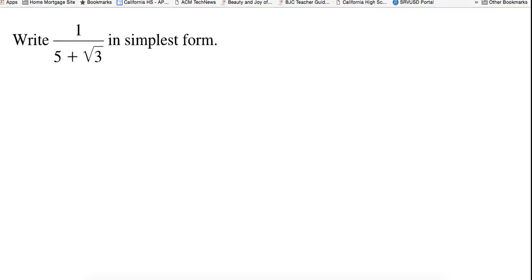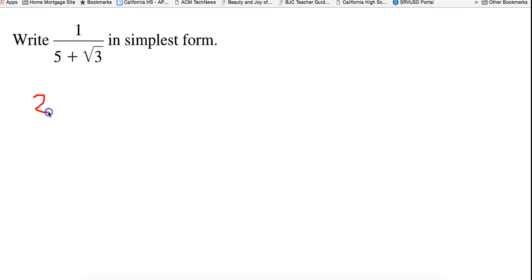Okay, so welcome to the first example in section 5.2 that we did not cover today in class. What we're going to be looking at is simplifying an expression that has a radical in the denominator. However, it looks a little bit different than problems you've seen before.